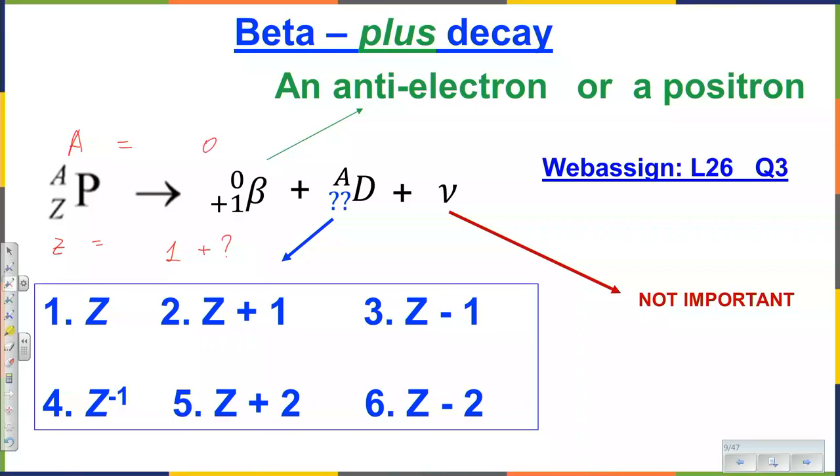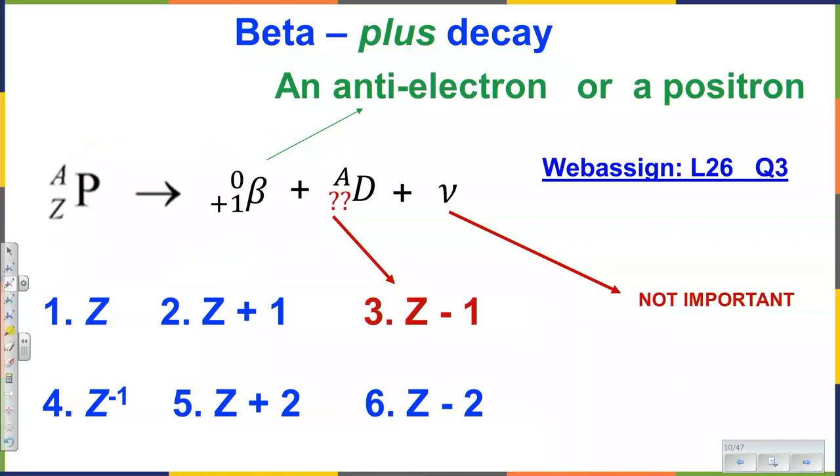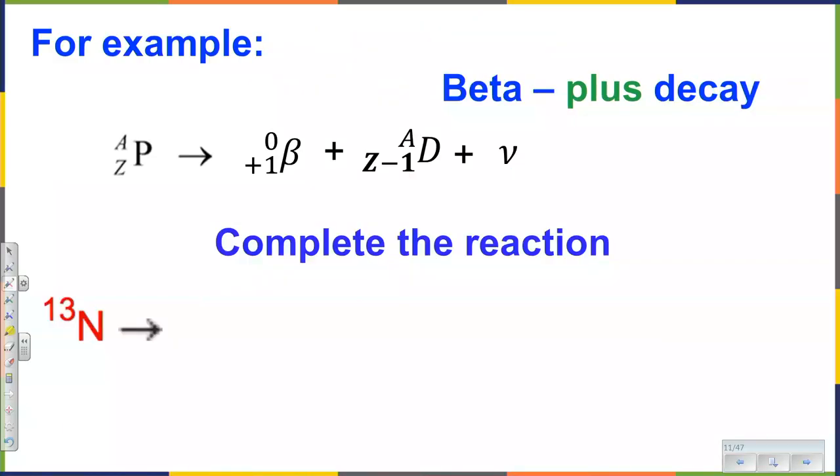And Z is supposed to be equal to 1 plus a question mark, and A is supposed to be equal to 0 plus, actually it's not even a question. So this question mark is supposed to be equal to Z minus 1. That's supposed to be the answer. That's again just the prelude. Now we have to calculate the energy release, and to do that we need a specific reaction, nitrogen 7.